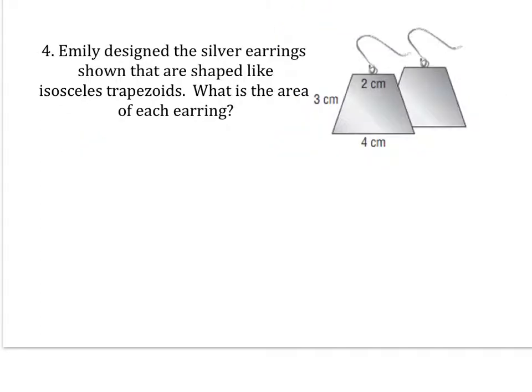So now, you have silver earrings shown like this that are isosceles trapezoids. Isosceles means these two are equal, these two are parallel. What is the area of each earring? So, once again, it's isosceles, so if that's 3, that's 3.